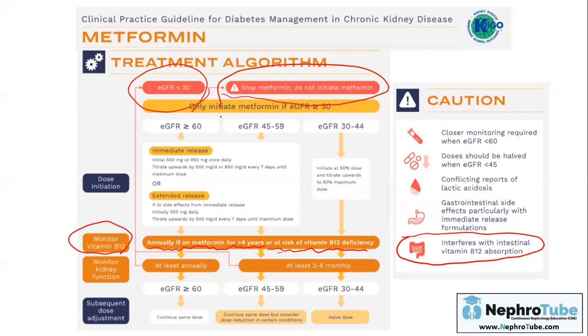This differs from SGLT2 inhibitors. With SGLT2 inhibitors below 30, we don't initiate, but we can continue the SGLT2 inhibitor if the patient started it when he had a higher GFR.